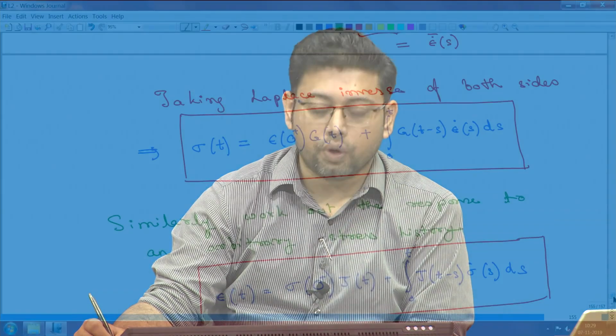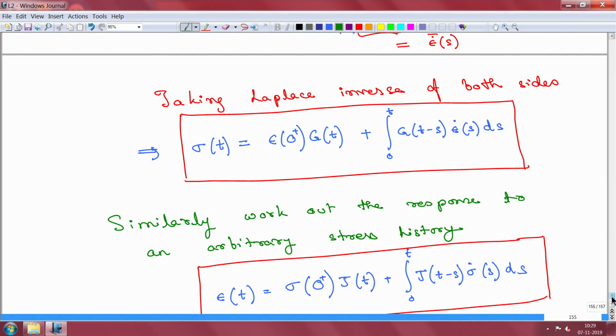So, welcome back to one more lecture on introduction to soft matter. Last time we were discussing the solutions to the cases of the 3 parameter model and its different solutions. One of the things that I would just like to point out before I start today's class is the last expression that we wrote, the expression when we took the Laplace inverse.